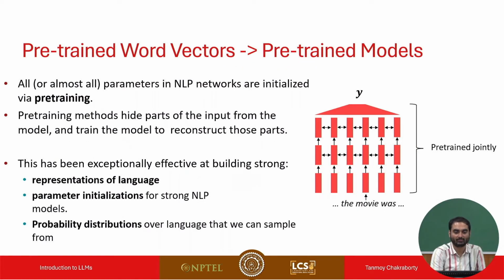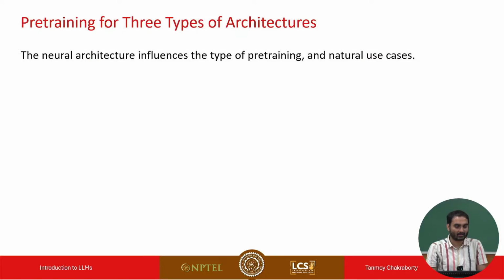Now from pretrained word vectors, we are moving to pretrained models. In the pretrained model, all the parameters are pretrained, right? What are the parameters in a transformer model? The parameters are the parameters corresponding to the attentions, right? Parameters corresponding to feed-forward network. All of them are pretrained, right? Then for a specific task, you then fine-tune it.